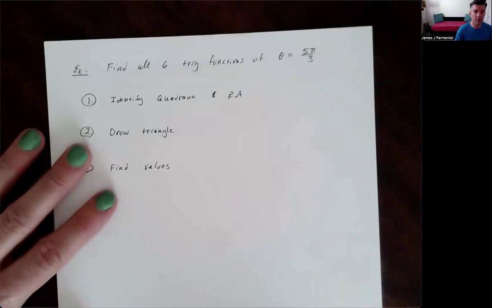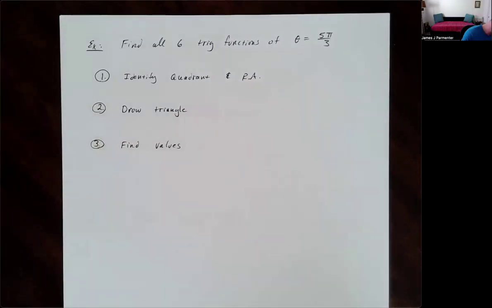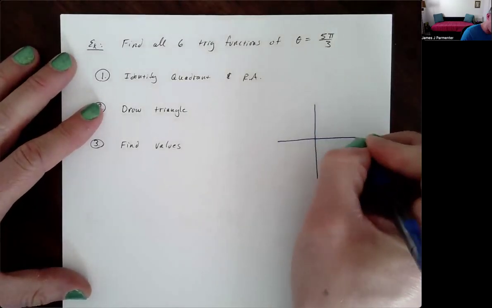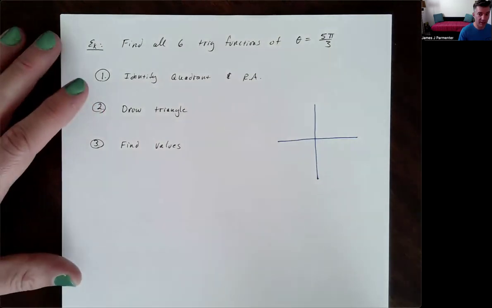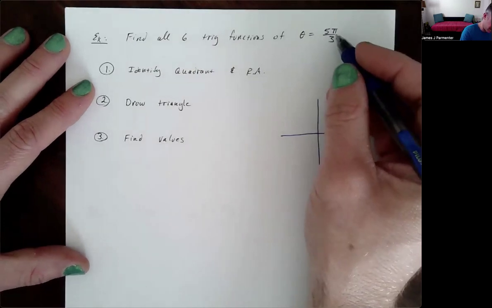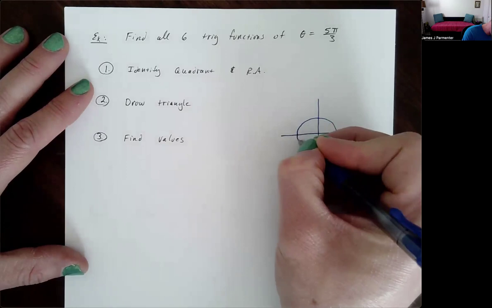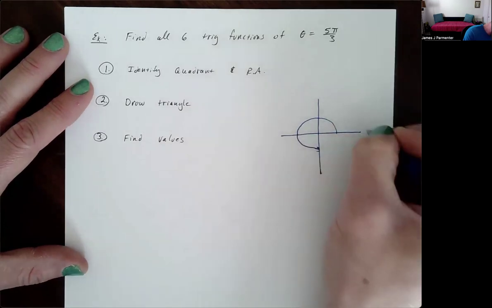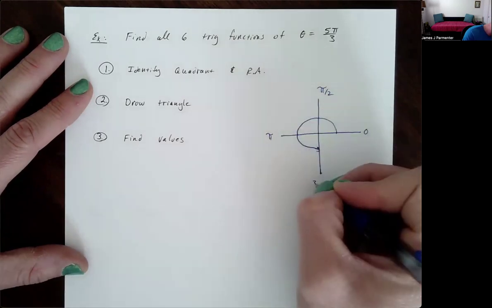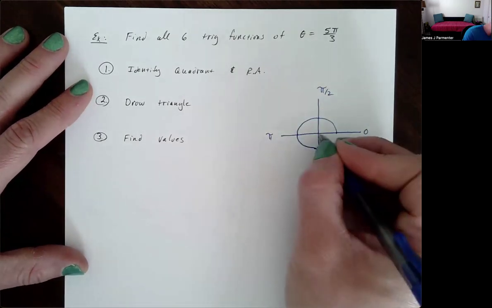So let's find all 6 trigonometric functions of theta equal to 5 pi over 3. I think it helps to draw the picture, at least to find where the angle is. 5 pi over 3 is bigger than 3 pi over 3, which is pi. It's bigger than 3 pi over 2. In fact, I do think it's worth labeling these angles: 0, pi over 2, pi, 3 pi over 2. It's actually bigger than that as well. It's going to be right about there.